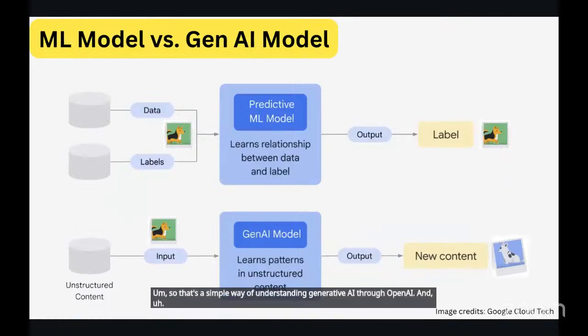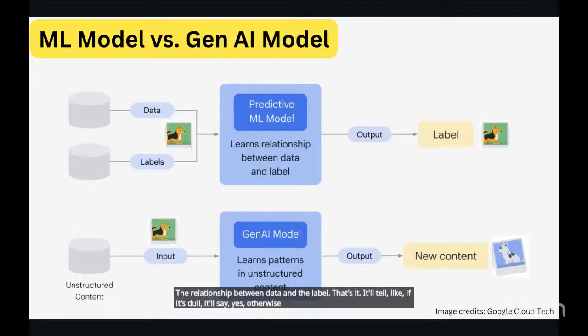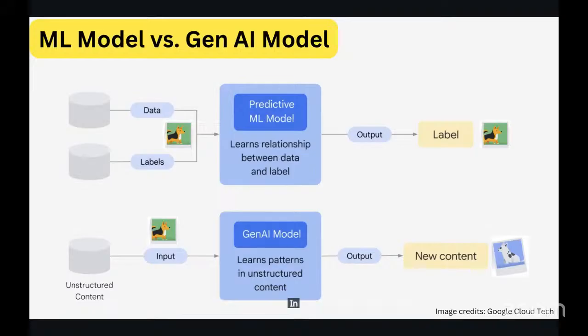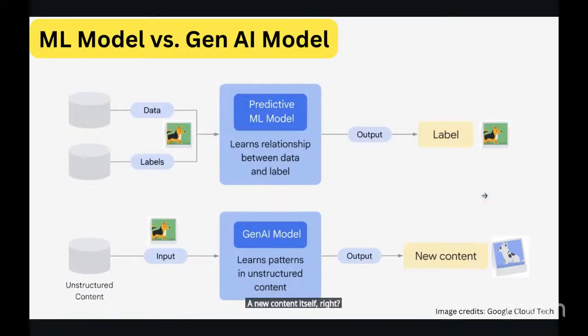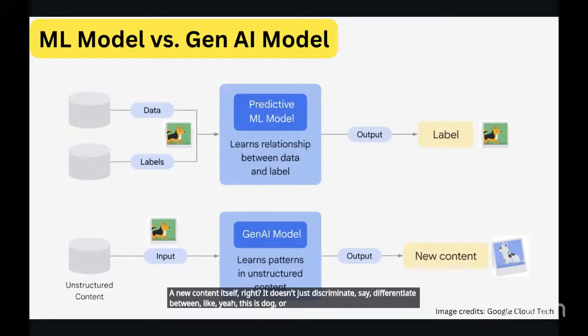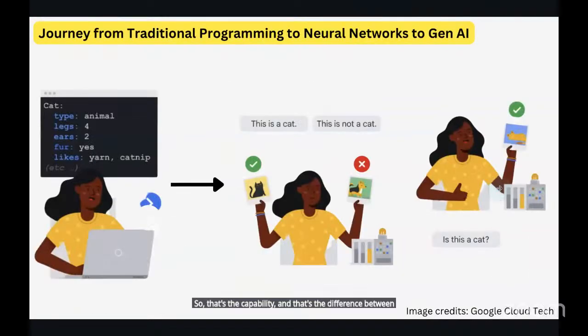And this is how ML models are different from GenAI models. As you can see, in the ML model, it learns the relationship between data and the label. That's it. Like if it's a dog, it'll say yes. Otherwise, it says no. Whereas in a GenAI model, it learns the patterns in the unstructured content. Basically it tries to produce new content itself, right? It doesn't just discriminate, say differentiate between, yeah, this is a dog or this is a cat. It basically generates new content. So that's the capability, and that's the difference between ML models and GenAI models.